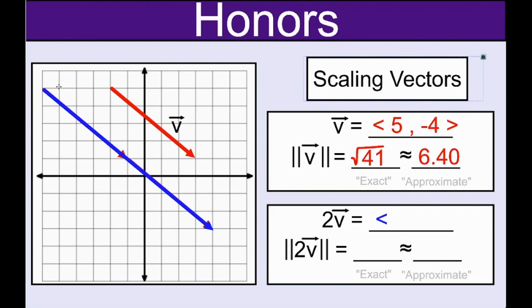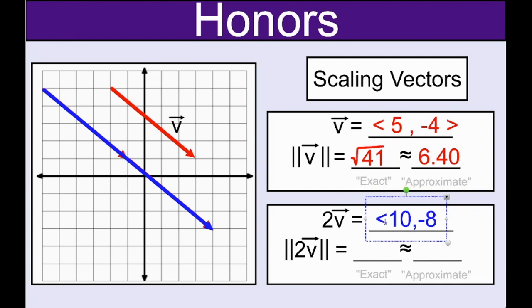So let's check. 1, 2, 3, 4, 5, 6, 7, 8, 9, 10. Yep, that looks good. So we know we're going over 10, and we should be going down 8. 1, 2, 3, 4, 5, 6, 7, 8. Yep, that is true. So we've got a new set of components that is 10 and negative 8.